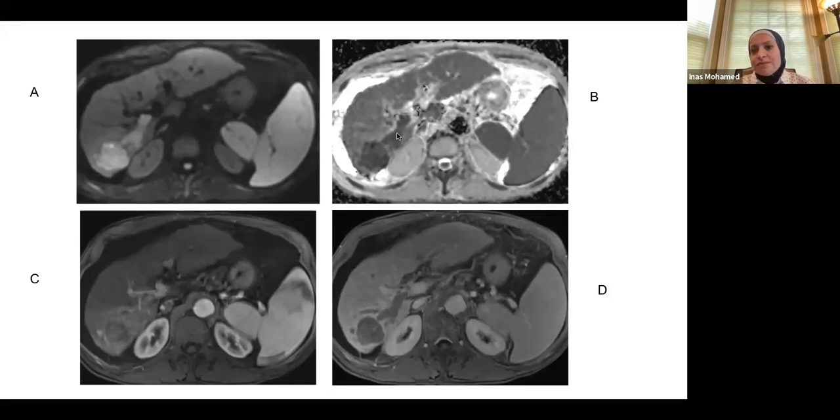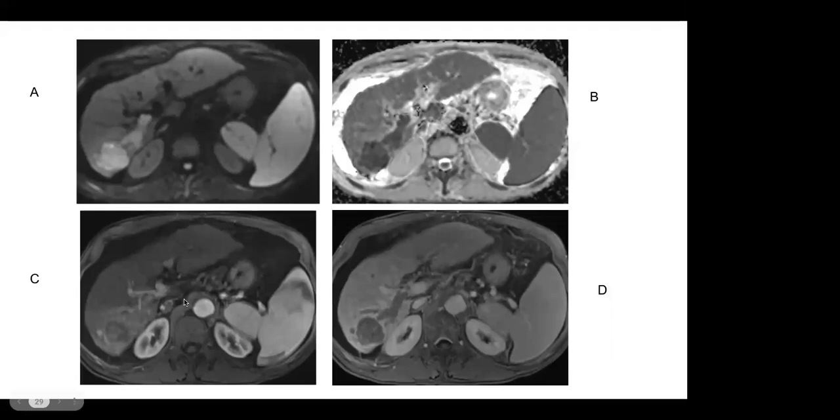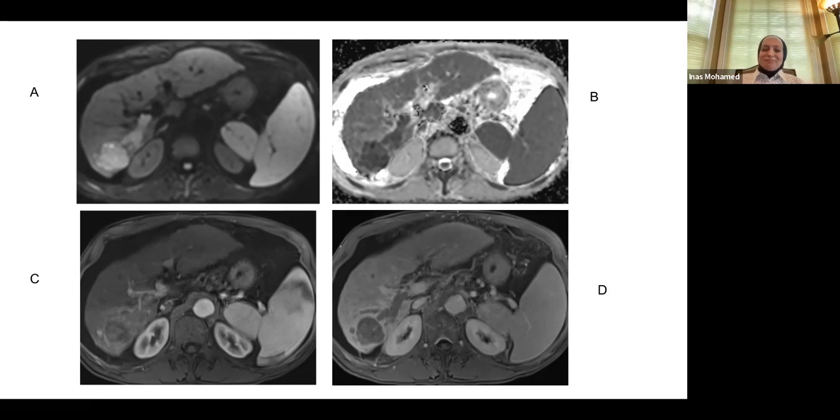Anybody want to unmute themselves and tell me what this structure is? Yes, go ahead. I think this is a right portal vein invasion. Yes, malignant thrombus, exactly. Perfect, beautiful. So this is actually what we call tumor in vein. Okay, and this is beautiful.